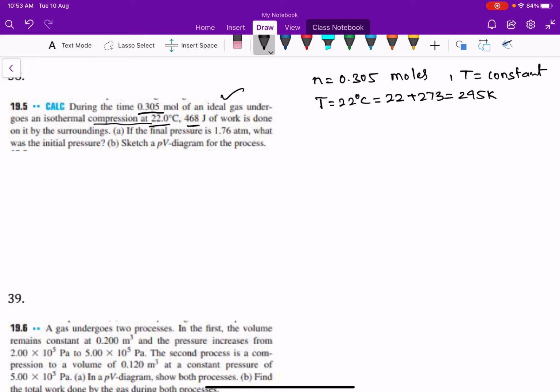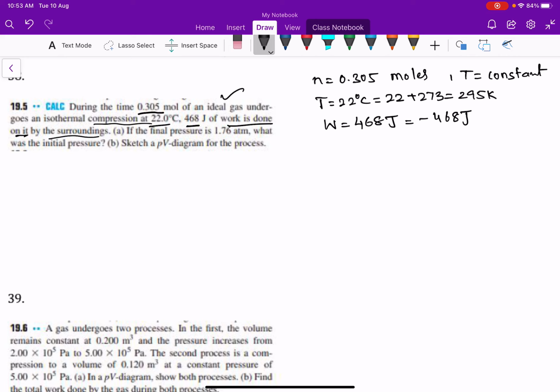Work done is nothing but how much? 468 joules. Here he has given work done equal to 468 joules is done on it by the surroundings. Work done by the surroundings, so here it is nothing but negative work done, minus 468 joules. Work done on the system by the surroundings, work done on the system is nothing but negative.